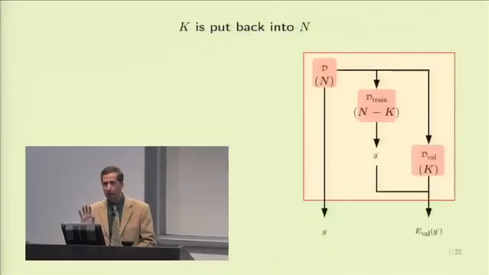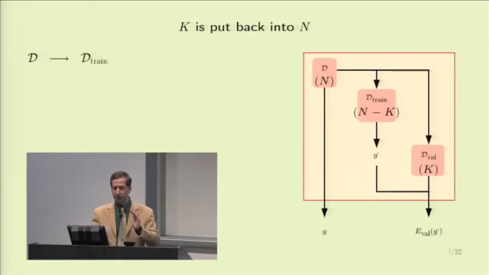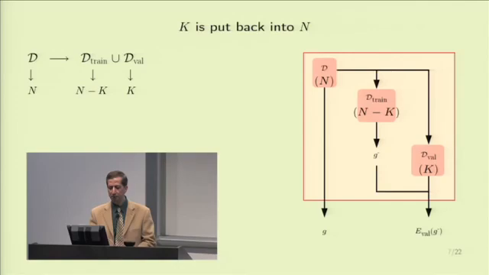What are we doing? So let's just do this systematically. Let's put K back into the pot. Here is the regime. I'm going to describe this figure, but let's talk it piece by piece. We have the data set D. We separated it into D train and D val. D itself has N points. We took N minus K to train, K to validate. That's the game.